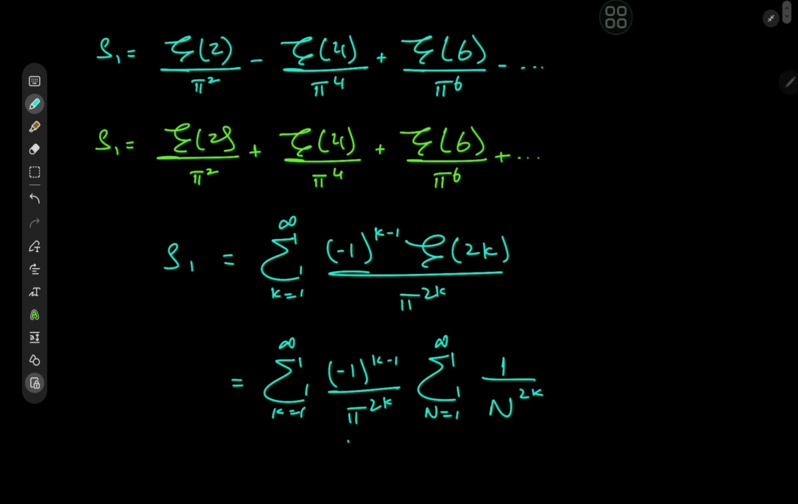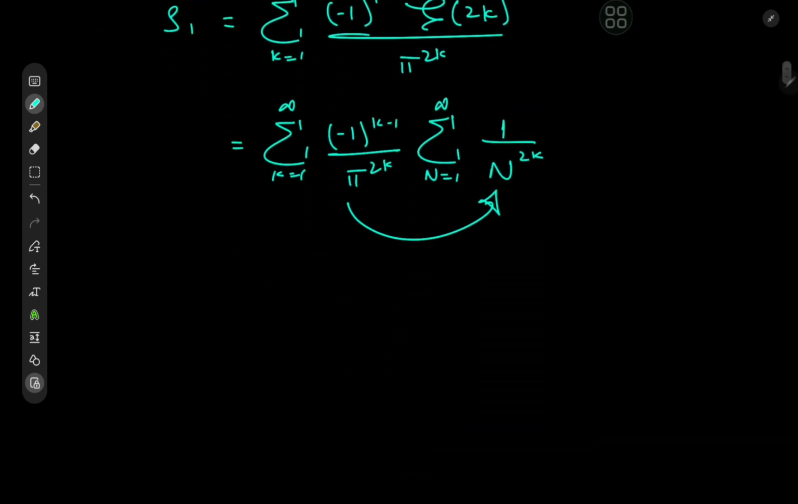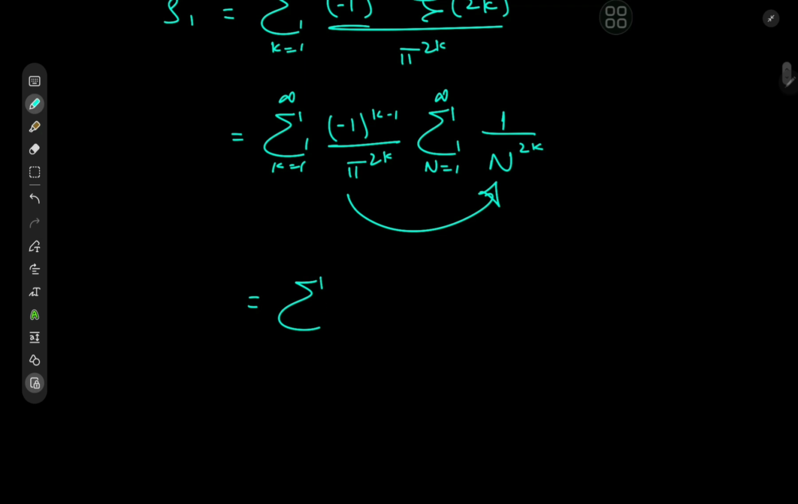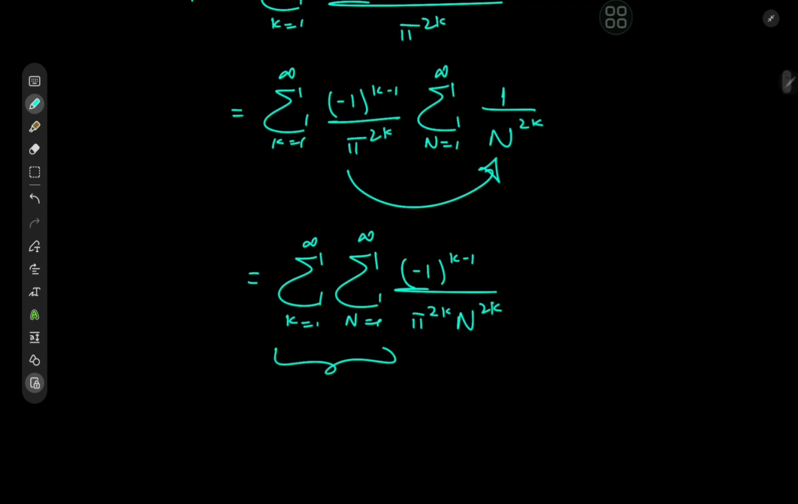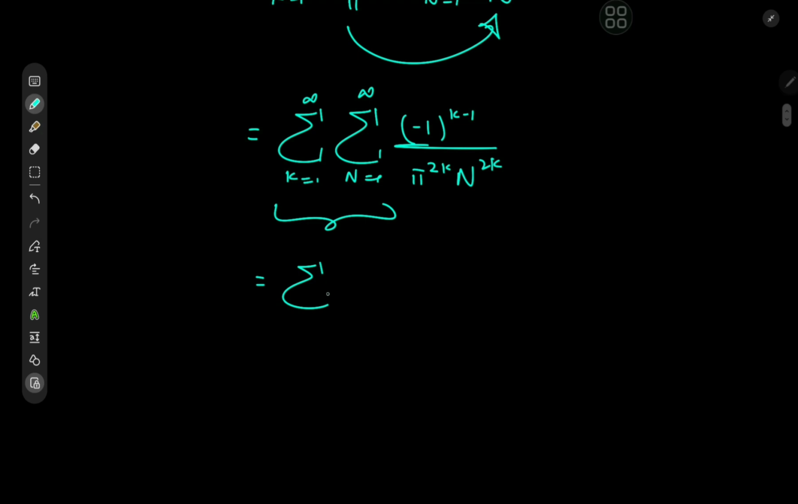Now take notice of the fact that this factor is independent of the index variable n, so we can take it inside that operator. So we have the sum over k, sum over n, of -1 to the k minus 1 divided by pi to the 2k times n to the 2k. And we can switch the order of the operators to get the sum first over n from 1 to infinity, sum over k from 1 to infinity of -1 to the k minus 1 divided by pi squared n squared to the k.